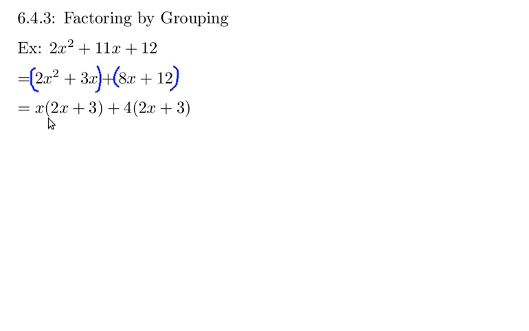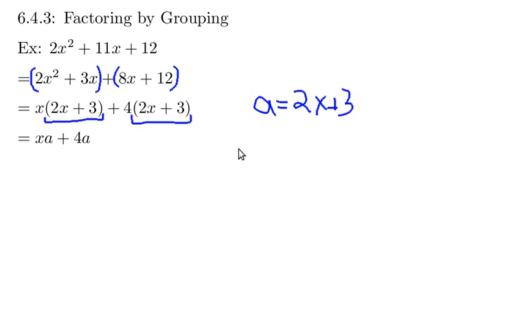So notice something pretty important now. We have a 2x plus 3 common to both of these terms. So let's find a new variable. We'll say a equals 2x plus 3. We're defining a this way. And you don't need to define a every time you do factoring by grouping. I just wanted to do it so you understand exactly what I'm doing here. So then we have xa plus 4a.